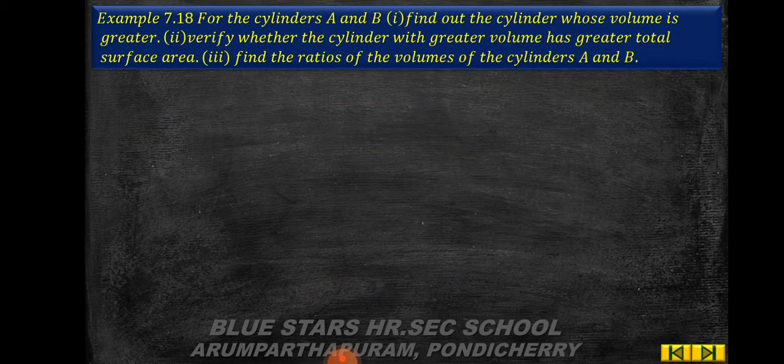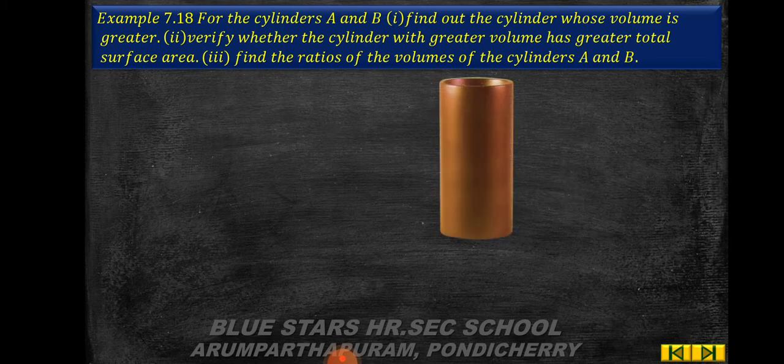Example 7.18. For the cylinders A and B: first, find out which cylinder has the greater volume. Second, verify whether the cylinder with greater volume has greater total surface area. And the third subdivision is to find the ratio of the volumes of the cylinders A and B.